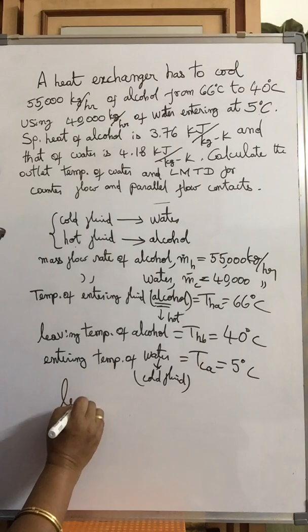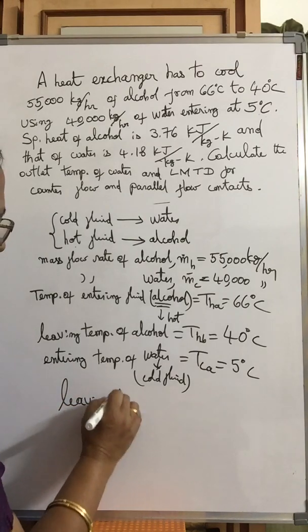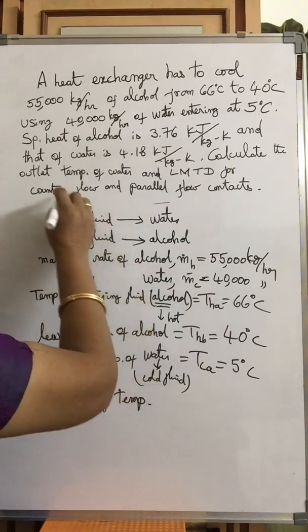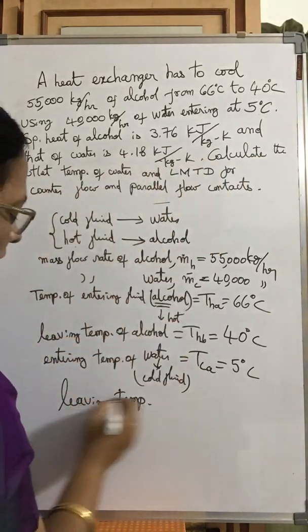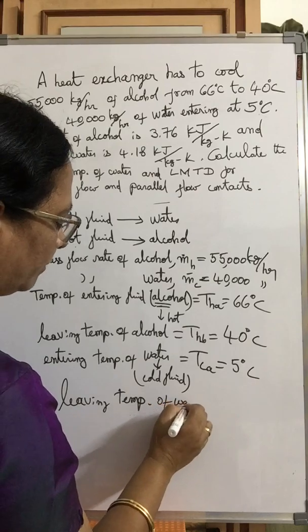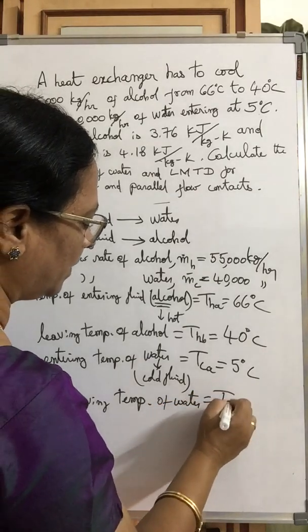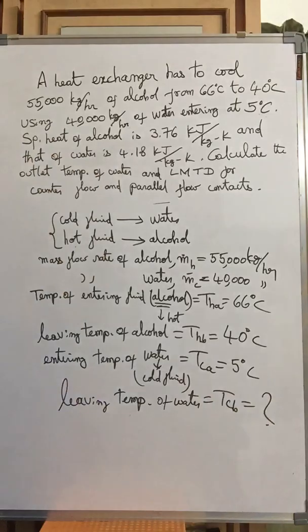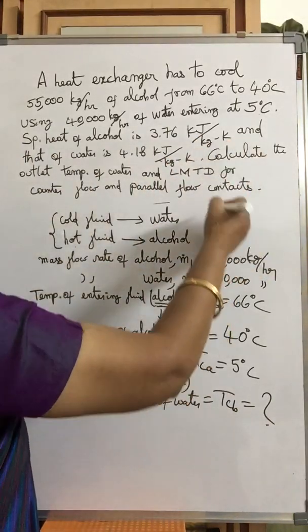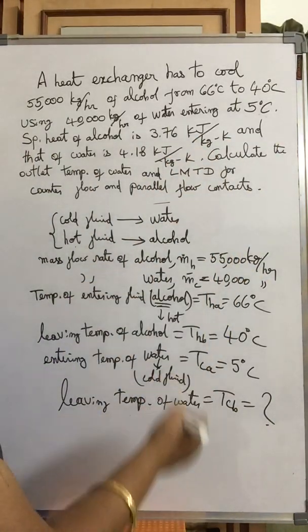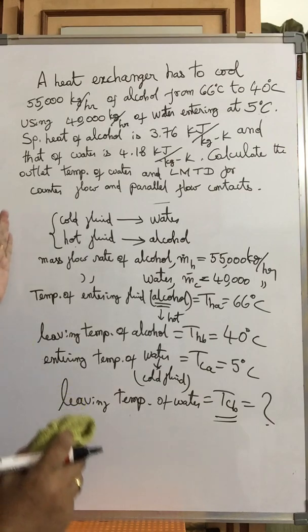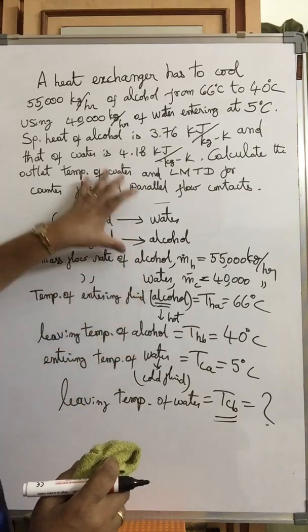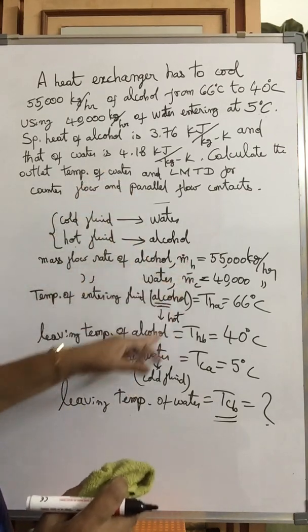Then the leaving temperature. Calculate the outlet temperature of water. The leaving temperature of water is TCB. How much is this? That is your first question. In the second part we calculate LMTD. In the first part, first we calculate TCB. So like this, we need to write first all the data given along with the notation.